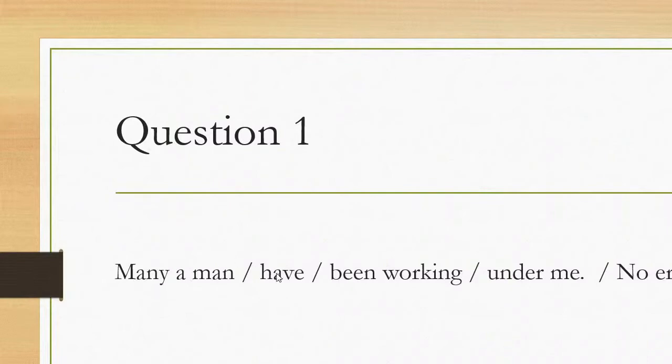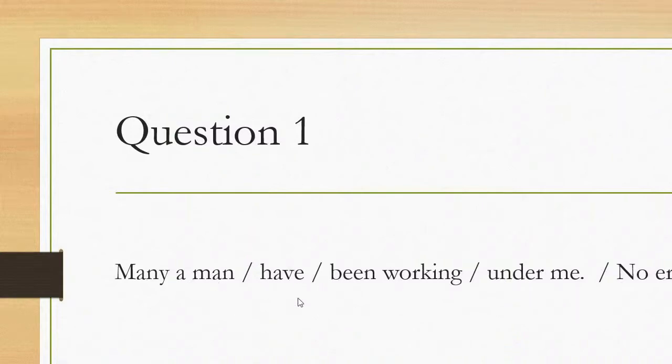Now here, instead of a singular verb, we have a plural auxiliary verb. You should know that "have" is the plural form of the auxiliary verb of perfect tense, and the singular form is "has." Now "has" is singular and "have" is plural. Here we are using "many a man," so this should be "many a man has been working under me."